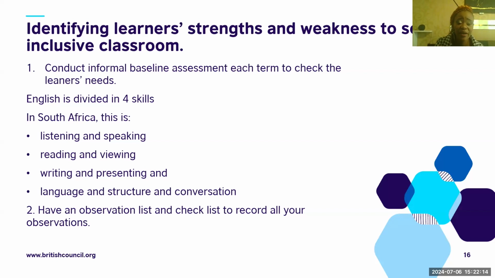So as a teacher, when I'm doing that baseline assessment, I will ensure that I have an observation list. I'm writing down every challenge that my learners in that specific classroom are having, and I'll be recording my observations. When I conduct listening and speaking, which learner needs support? When I conduct reading and viewing, for example, should I make certain groups for those who are struggling with reading? So it helps you to make a curriculum differentiation.